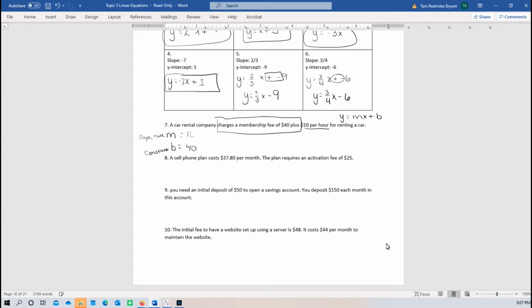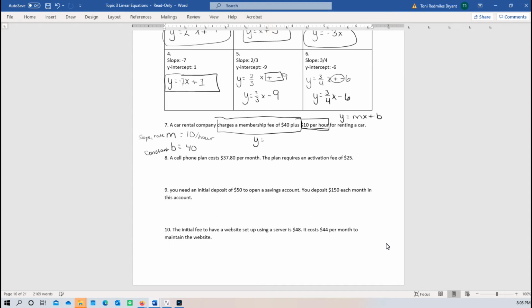$10 per hour after that. That's my rate. I have measurable units, so it makes it a rate. I'm measuring money to hours. Okay, so that's my rate. So that's going to be my m. Now I just kind of plug them in. I just kind of put them in that equation.